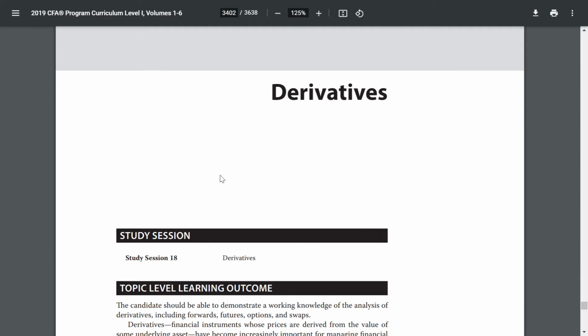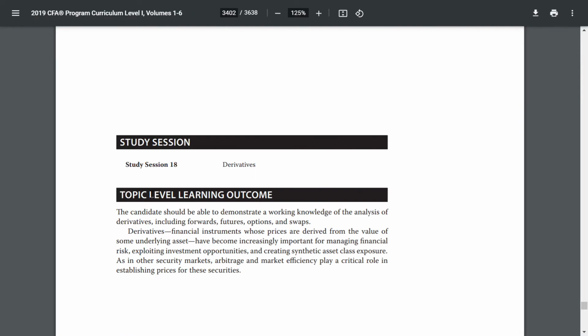Okay, derivatives. From the CFA Level 1 program curriculum, study session 18. Topic level learning outcomes: the candidate should be able to demonstrate a working knowledge of the analysis of derivatives, including forward, futures, options, and swaps.